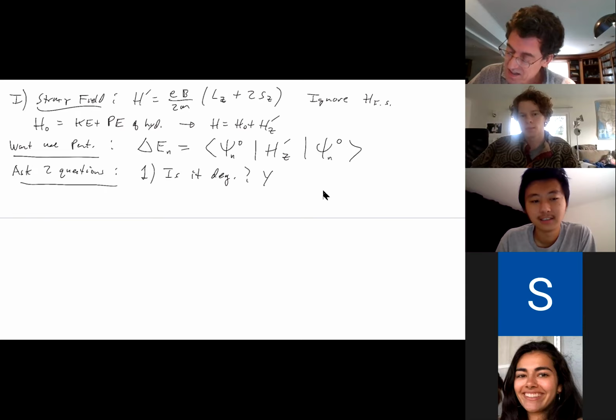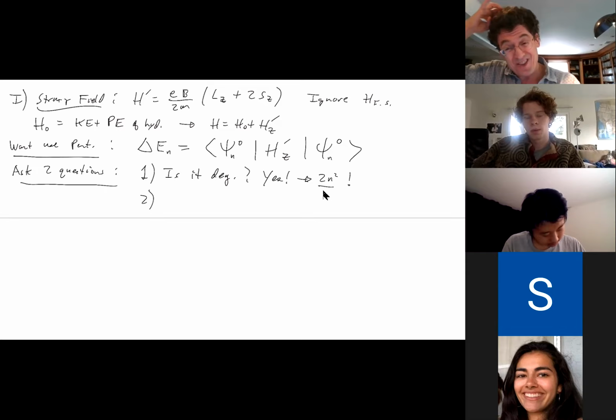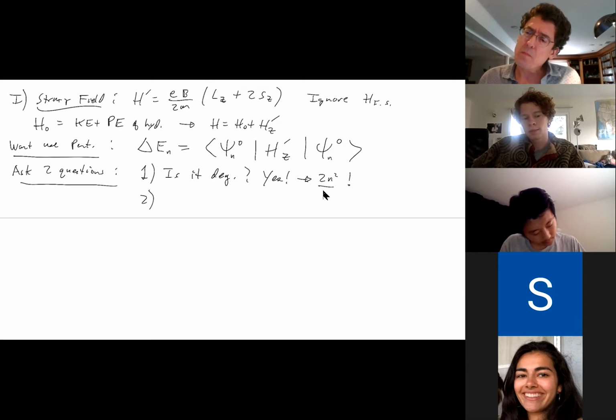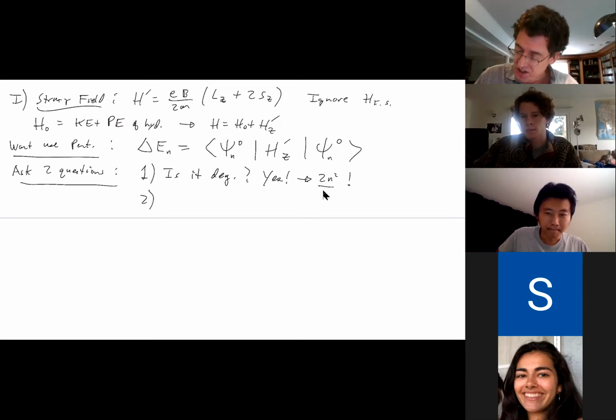It's massively degenerate. The degeneracy is 2n squared. That's a lot. Okay, it's massively degenerate. So now what's the next question we have to ask? If it's degenerate, then what? What's a good basis? Yes, exactly. There are different ways to ask that question. Are the off-diagonal matrix elements in the degenerate subspace equal to zero? There are different ways to ask that question, but it all boils down to the same question, which is, do we have a good basis?